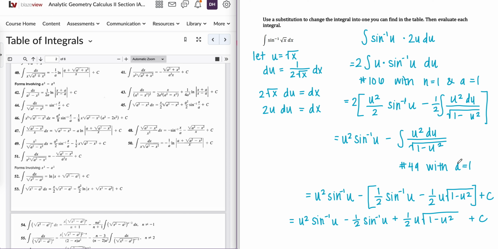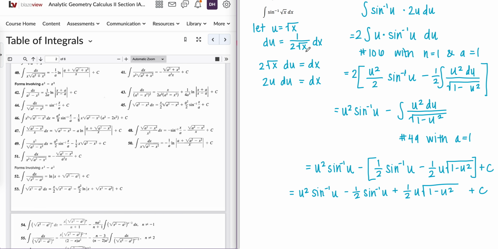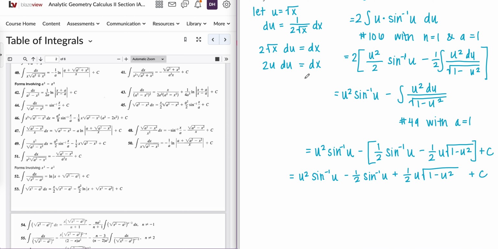Almost done. We are nearly finished. Because we did the substitution at the beginning where u equals the square root of x, we need to go back and take care of that. So any place I see a u, I want to replace it with the square root of x. So u squared is the square root of x squared, so that's just going to be x. Inverse sine of the square root of x minus 1/2 inverse sine of the square root of x.